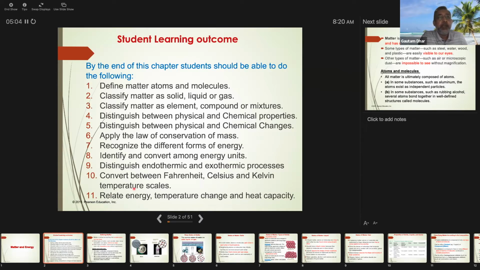And then finally we're going to relate energy, temperature change, and heat capacity, and that is how you can calculate the total amount of heat transferred. Okay, so very, very useful chapter, and we'll use this concept in later chapters also, but relatively easy. So if you understood the previous chapter, how to do those calculations and measurements, this shouldn't be any problem.